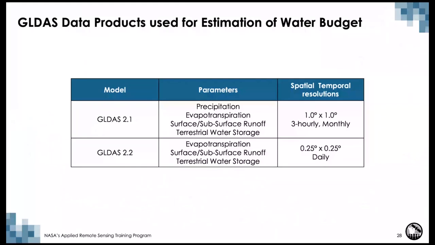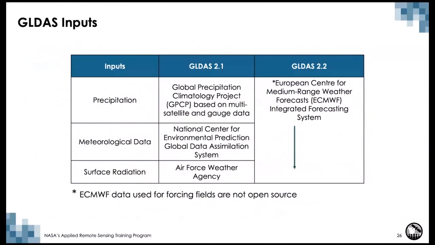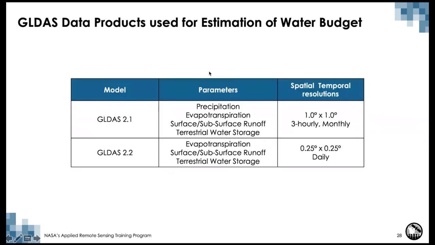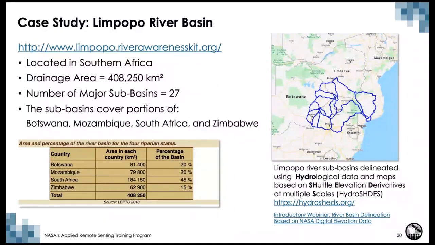So with that, going back again, before we start the demonstration of some data download, today we are just going to download all the data that we're going to use in sessions 2 and 3 for actually estimating water budget components and looking at the water budget. That includes data from satellites, so we will download GPM, MODIS, and GRACE data, as well as GLDAS 2.1 data. We're going to have a demonstration for downloading these data for the Limpopo River Basin. And here is some information about this basin.